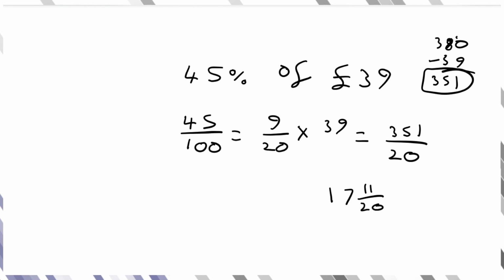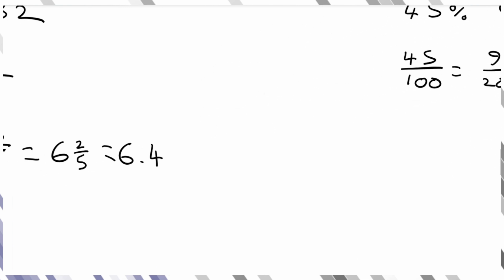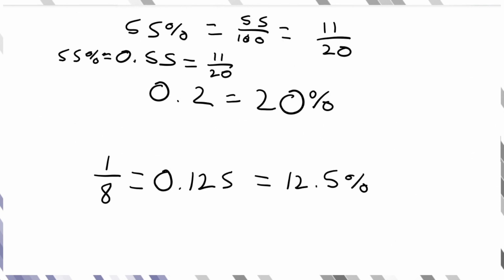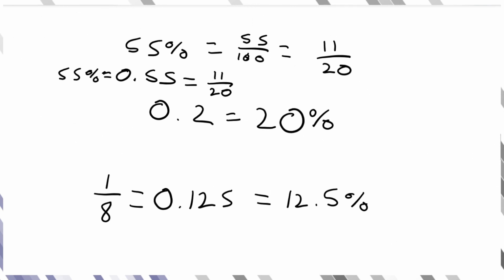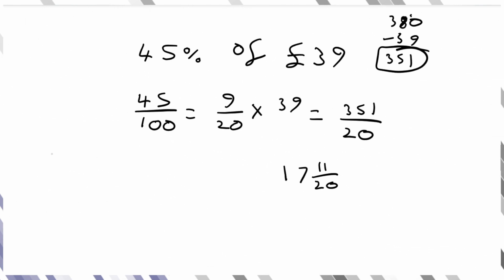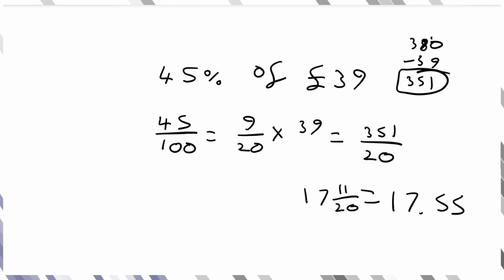11 twentieths, as it just so happens, we know that 11 twentieths was one that we had earlier. Right there, 0.55 in an earlier example, just as it happens. Alright, so 11 twentieths, we know that's 0.55. If we didn't know that, we could convert the fraction to a decimal, but this is 17.55. So that means that 45% of £39 is £17.55 pence.